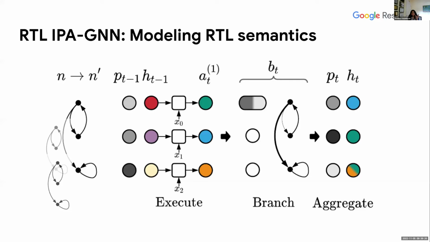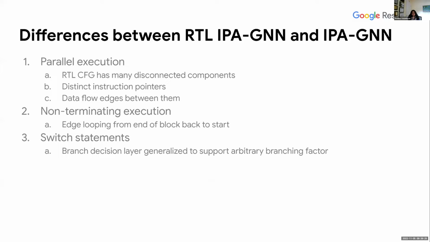And there's a couple of other semantic differences between RTL and software. RTL has a looping back from the end of an always block to the beginning, and it has many disconnected components instead of a single connected component. So the RTL version of this graph neural network model is entirely different from the software version of this model. That's also an innovation of this work, which we needed in order to get our best results.